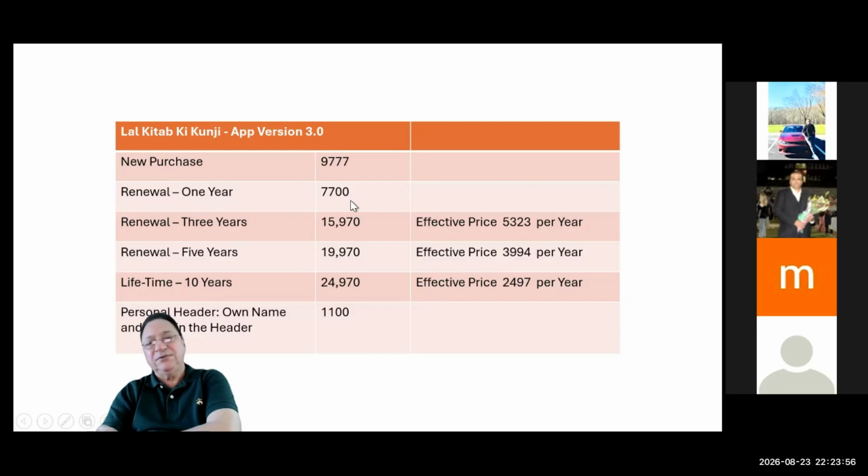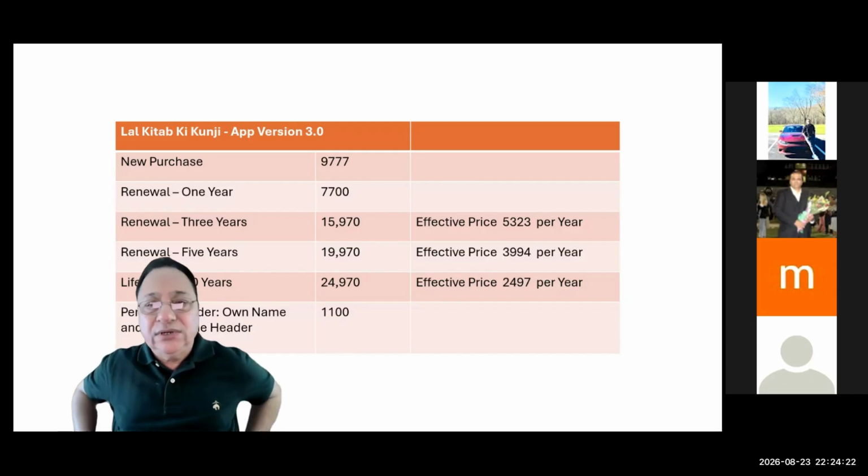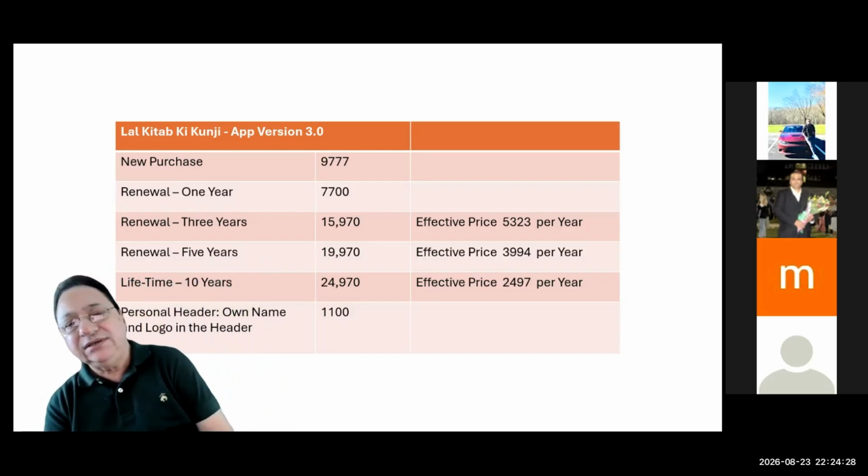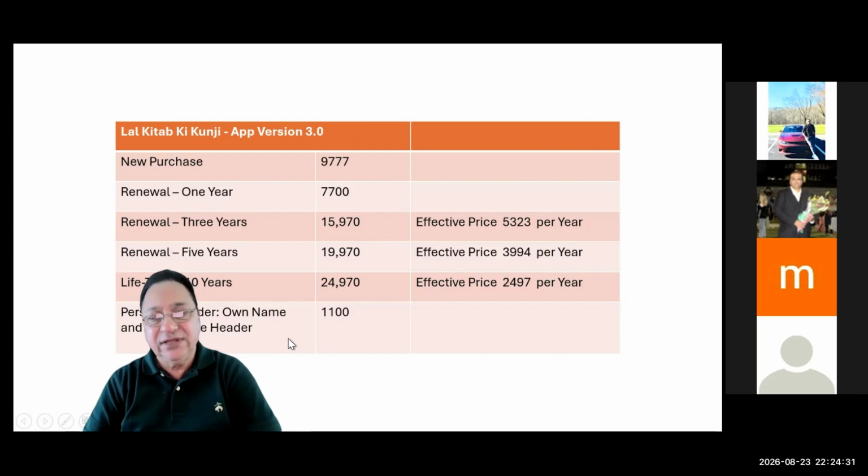But if you go for multiple years, it becomes very cheap. For example, if you go for 5 years, it'll be just about 399 per year. If you go for 10 years, it'll be just under 2,500 per year. So people who are interested and want it at 7777 can give a booking in the month of August itself, and then they will get the launch price of 7777.